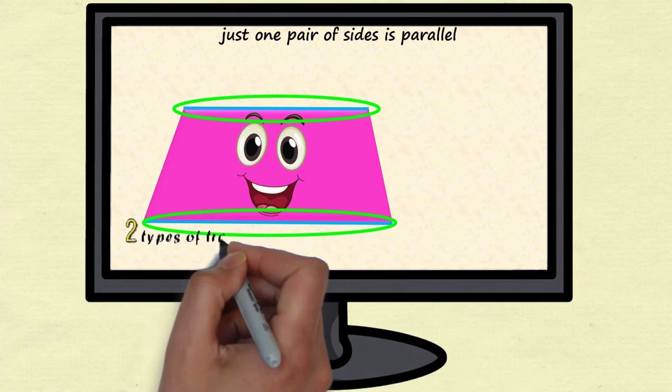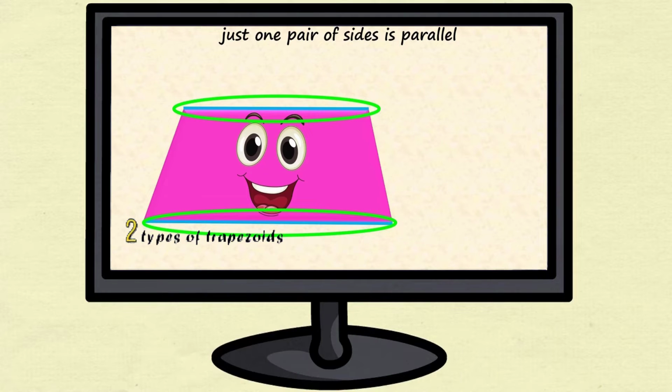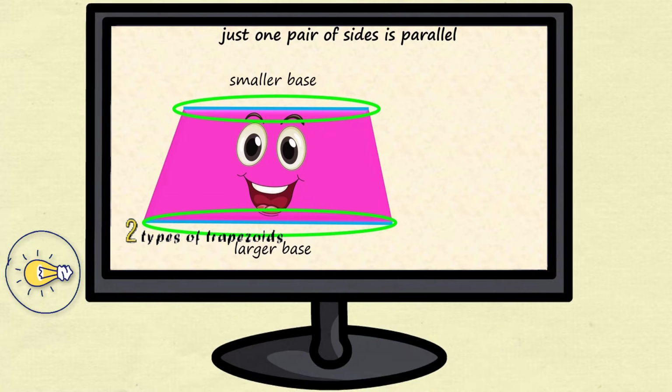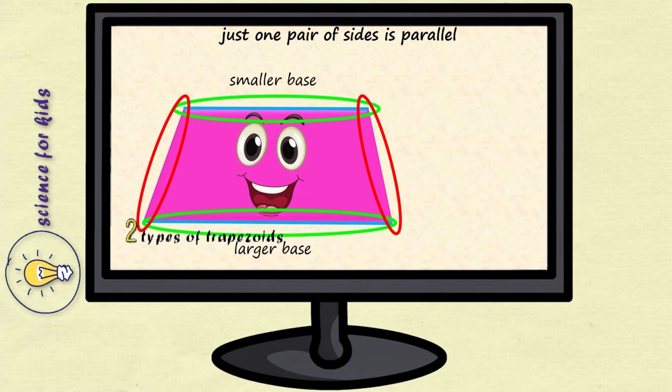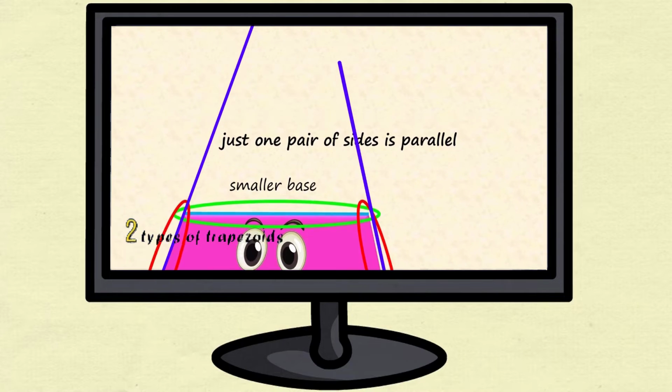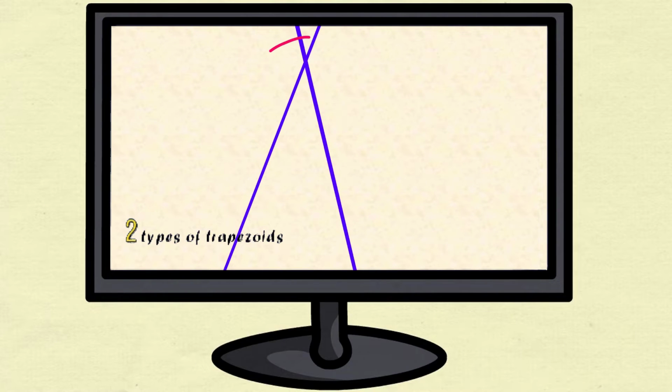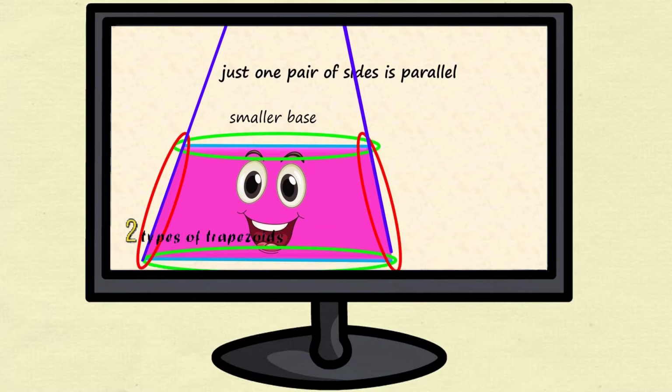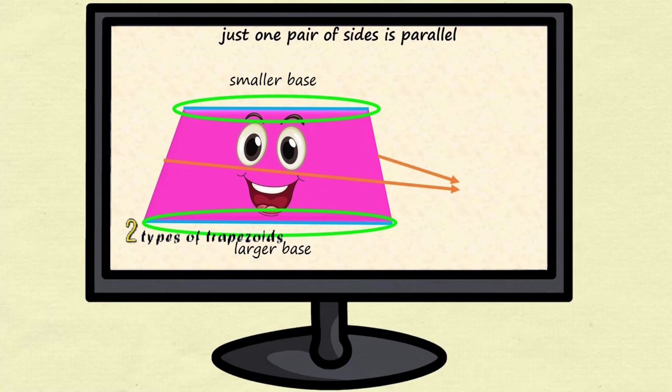The small side of the parallel sides is called the smaller base, and the large side of them is called the larger base. The other 2 sides of the trapezoid aren't parallel to each other and can have different or equal features, but they don't have to be parallel. And if we continue those sides, they will cross each other. We call those sides legs.